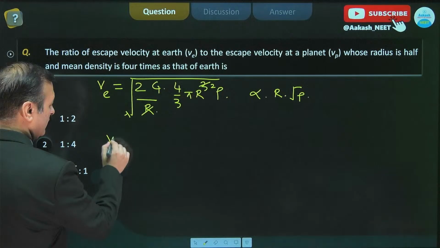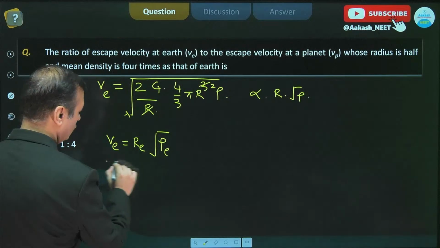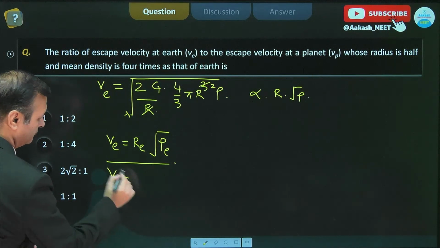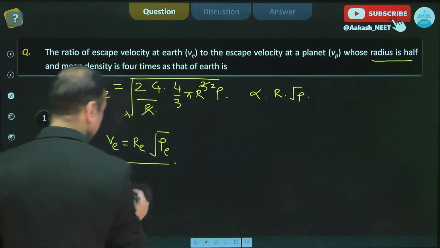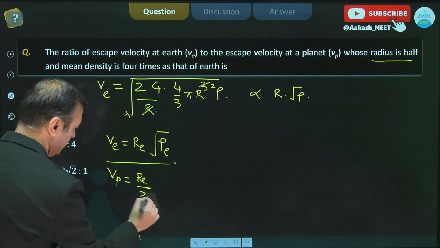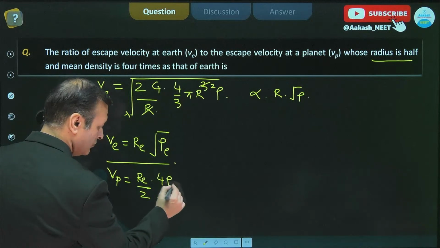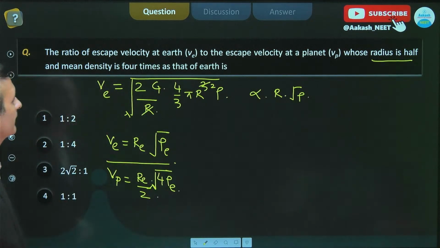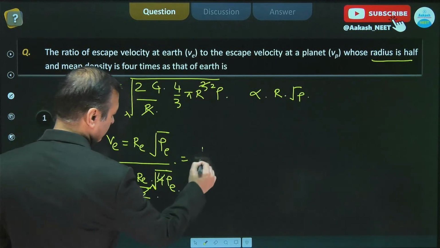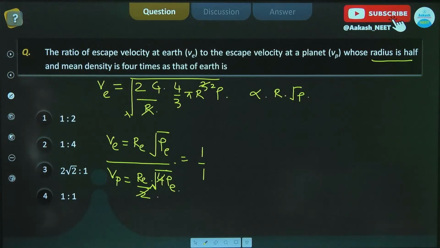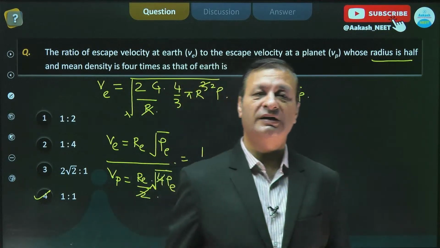So for Earth, this is R_E root of density of Earth, and for the planet, whose radius is half, meaning R_E by 2, and density is 4 times that of Earth. So when you take this, this goes with this, and this ratio comes out to be 1:1. Yes, very fine. Any doubt from this part?